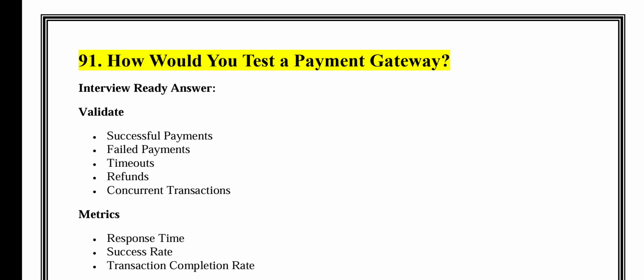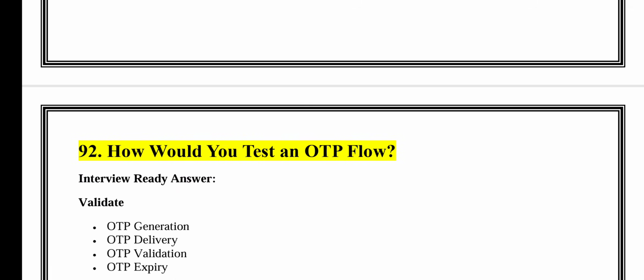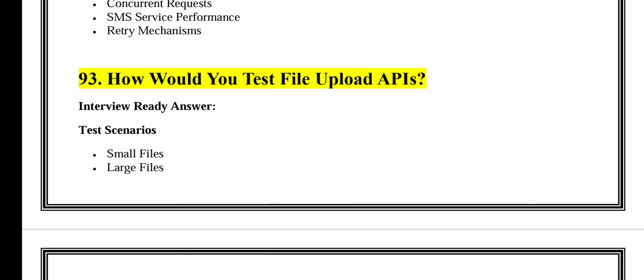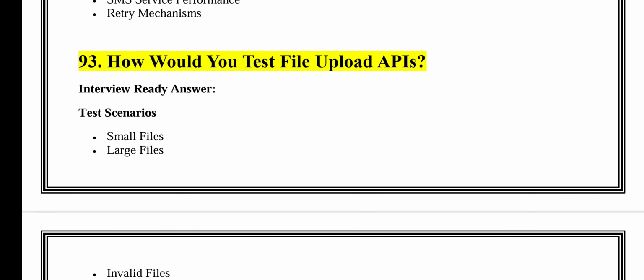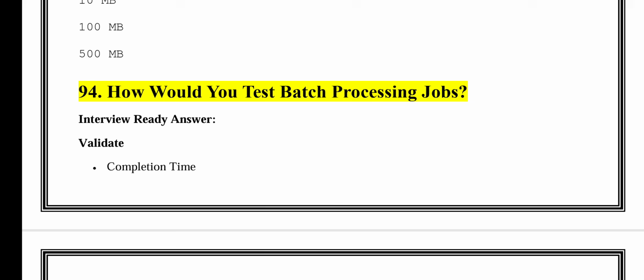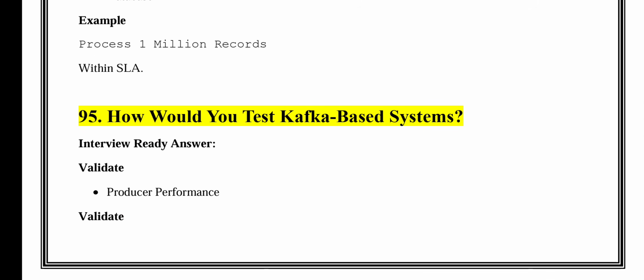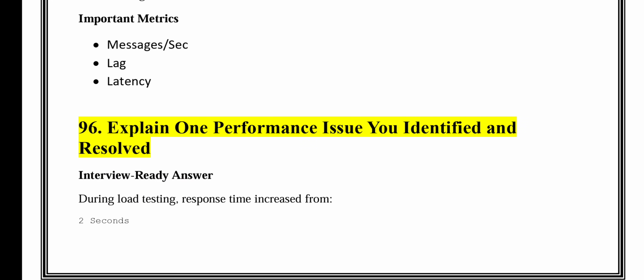How would you test a payment gateway? How would you test an OTP flow? How would you test file upload APIs? How would you test batch processing jobs? How would you test Kafka based systems? Explain one performance issue you identified and resolved.